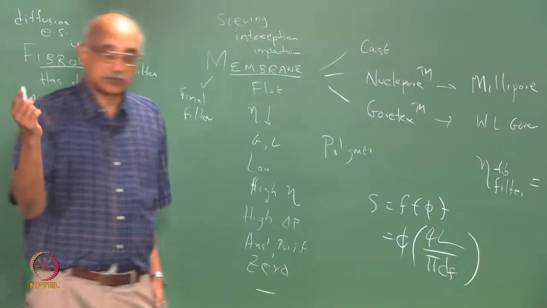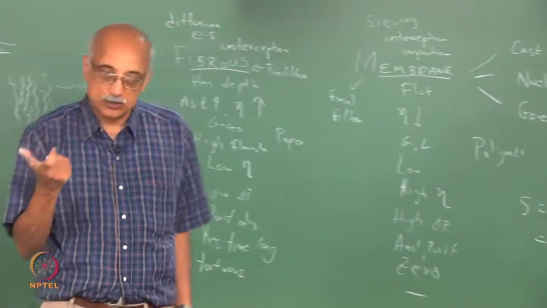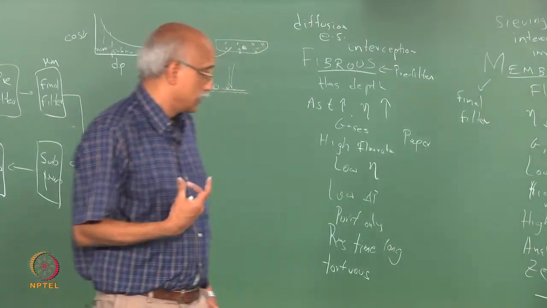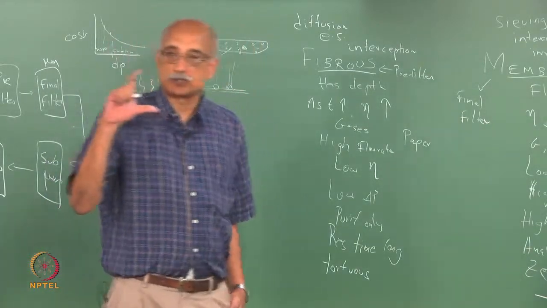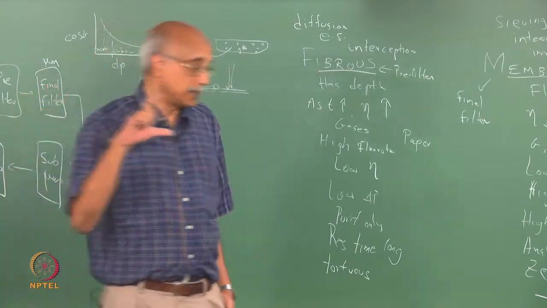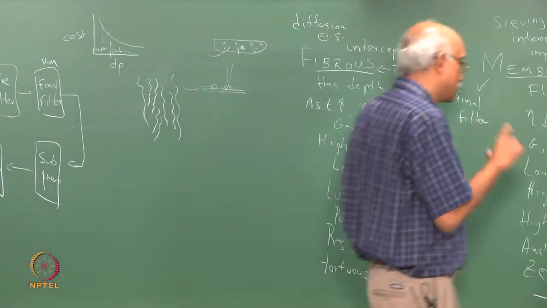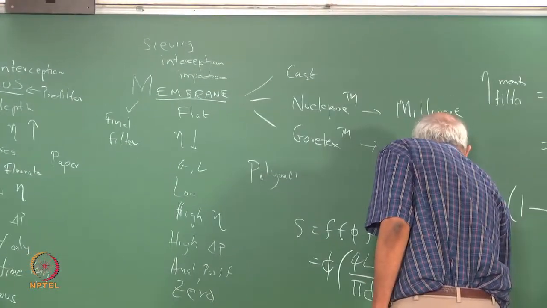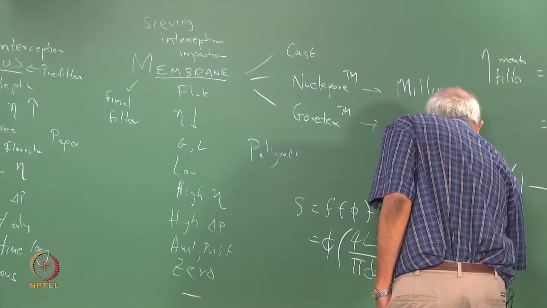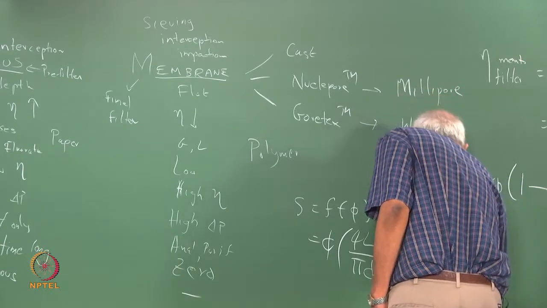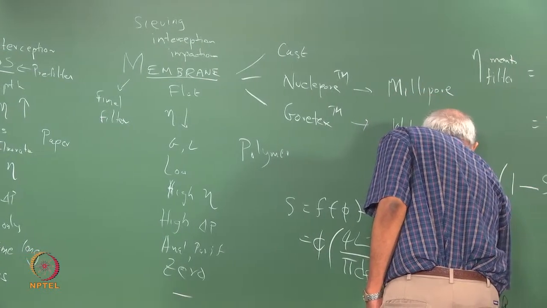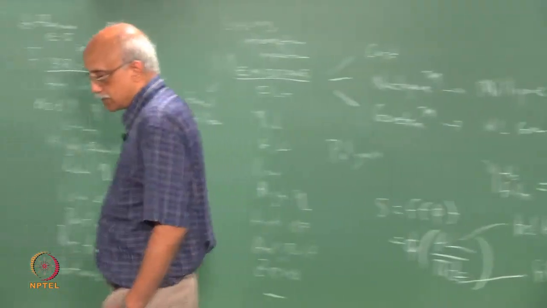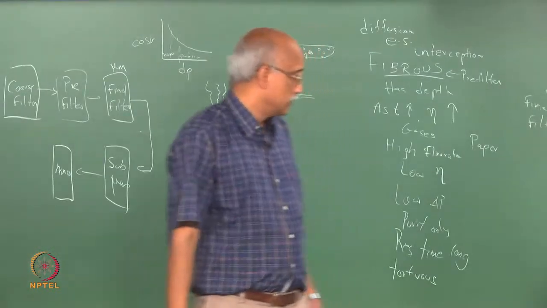This expression S as a function of phi can actually be written as phi times 4L by pi df. The derivation of this expression, by the way, is in that lecture. It is basically just looking at the specific surface area of a fiber. L is the depth of the bed, it is the depth or length of the filter bed, and df is the diameter of a single fiber. So, what does this expression tell you?